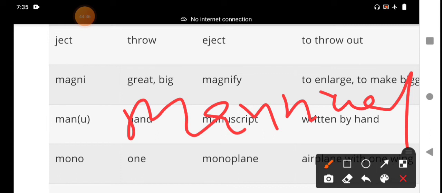What is the meaning of manipulate? It is a verb. It is derived from manu. Manipulate means to handle or manage skillfully. That is manipulate.